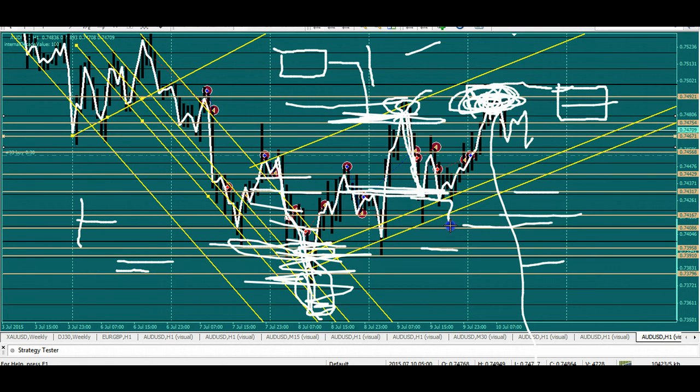Look at all these. Look at these 20 pip wicks. So you're definitely buying this whole thing with a stop. You got to commit to these trades. You can't just be, oh well, I don't know. It's just, I don't like these setups. God, the whole market's just a spiky damn mess.